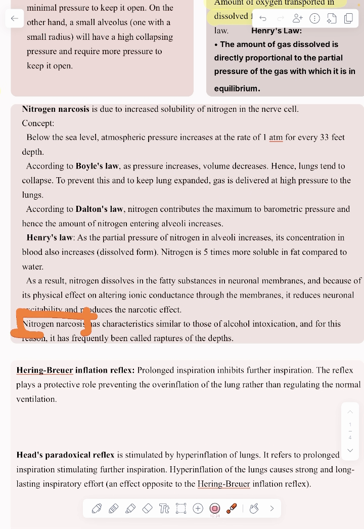Nitrogen narcosis has characteristics similar to those of alcohol intoxication, and for this reason it has frequently been called raptures of the depths. So here we have to understand that nitrogen dissolves in fatty substances in neuronal membranes, and because of its physical effect on altering ionic conductance through the membranes, it reduces neuronal excitability and produces the narcotic effect.